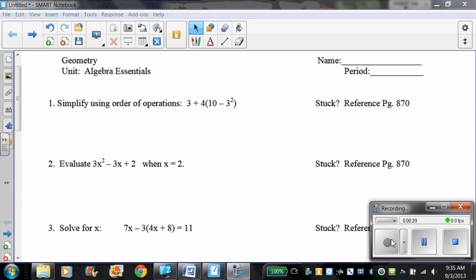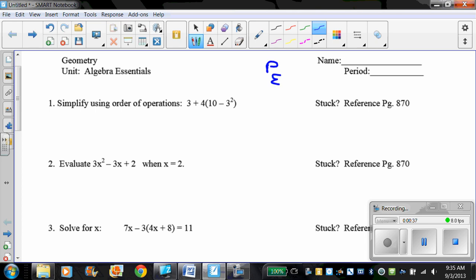So I am going to start with number 1, where it says simplify using order of operations. I like to use this mnemonic, PEMDAS, which is please excuse my dear Aunt Sally. Remember, multiplication and division can be interchanged, as well as addition and subtraction.